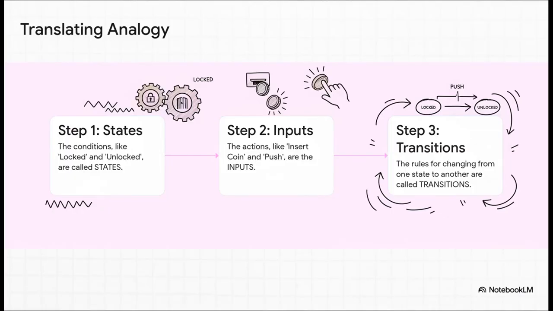All right, so let's slap some official labels on these ideas. First off, those conditions, locked and unlocked, in computer science, we call those states. They're just the different modes the machine can be in. Simple enough. Second, the actions, insert coin and push, those are the inputs. They're the things that can happen to the machine to make it change. And finally, you have the rules that connect everything, like the rule that says a coin changes the state from locked to unlocked. Those rules are called transitions. So you've got states, inputs, and transitions. Those are the three big building blocks.